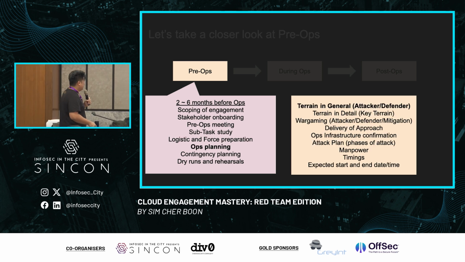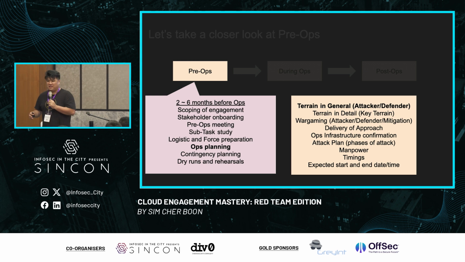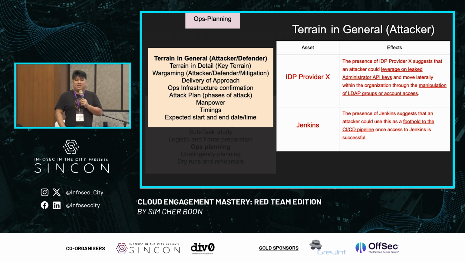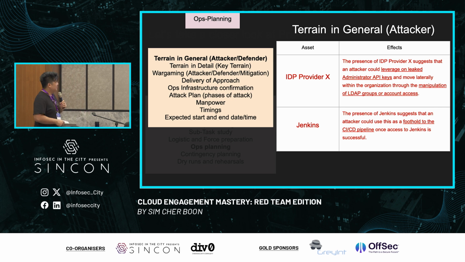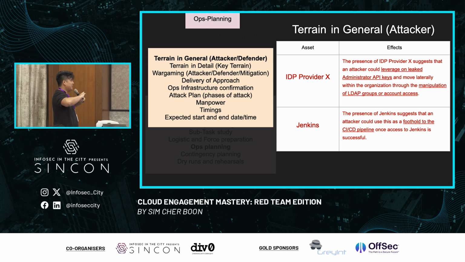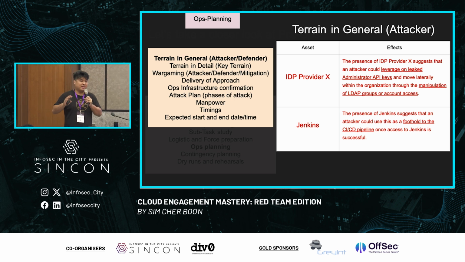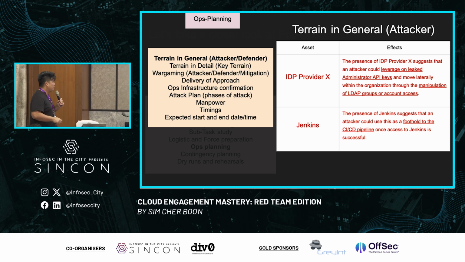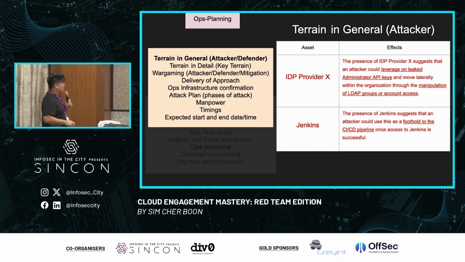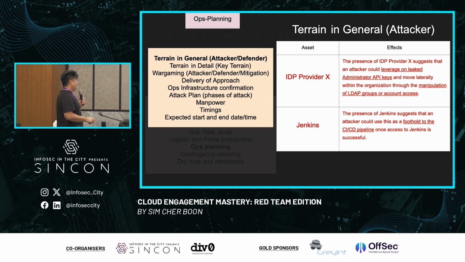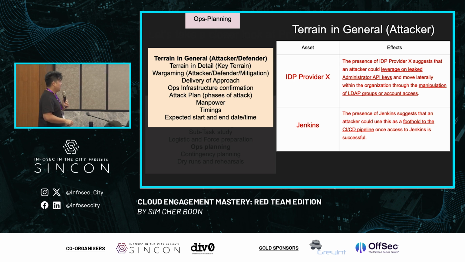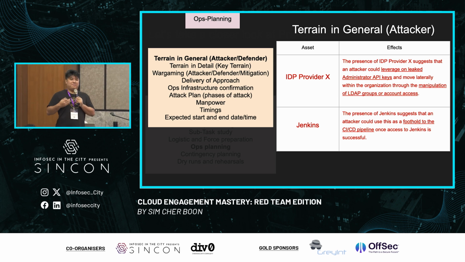So now comes ops planning, which is the most wordy part. First of all, you have the terrain in general. You can name it differently, but I like to name it terrain in general. For all the ex-Singapore military people, you will find it very familiar. Terrain in general is basically saying you're looking at the terrain that you're targeting in general. What does it mean to the attacker? For example, over here, the asset IDP provider X suggests that the attacker could leverage leaked administrative API keys and move laterally. There's just one pause that you have done in terrain in general. And maybe Jenkins suggests that it could be used as a foothold once access to Jenkins is successful. So that's what it means to the attacker.